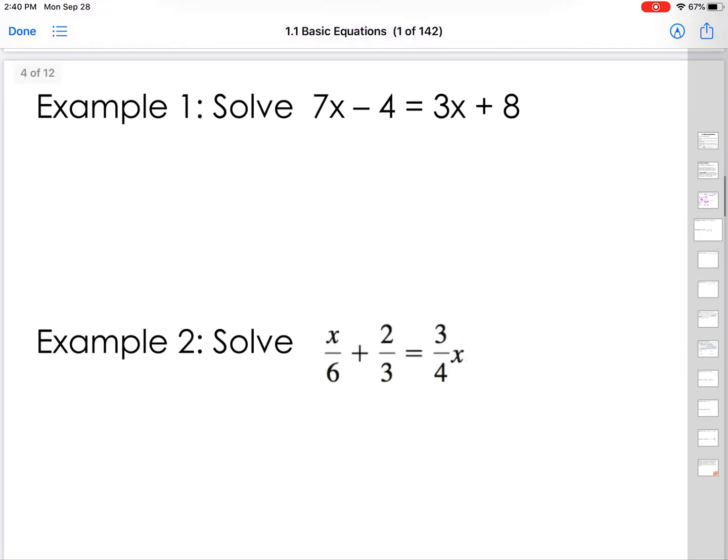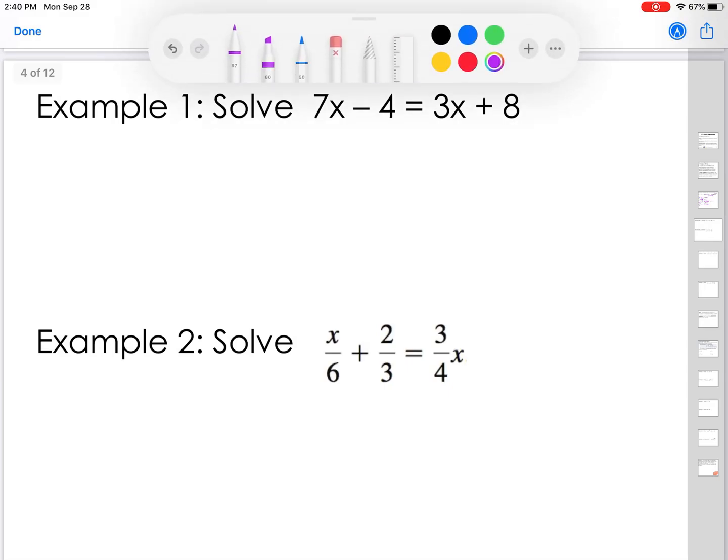All right, so let's solve some of these. The first one we have is 7x minus 4 equals 3x plus 8. It doesn't matter if you want to deal with your constants or your variables first, but I always like to do the variable first. So I'm going to subtract the 3x from both sides. I'm going to get that 4x minus 4 is equal to 8. I'll add the 4.